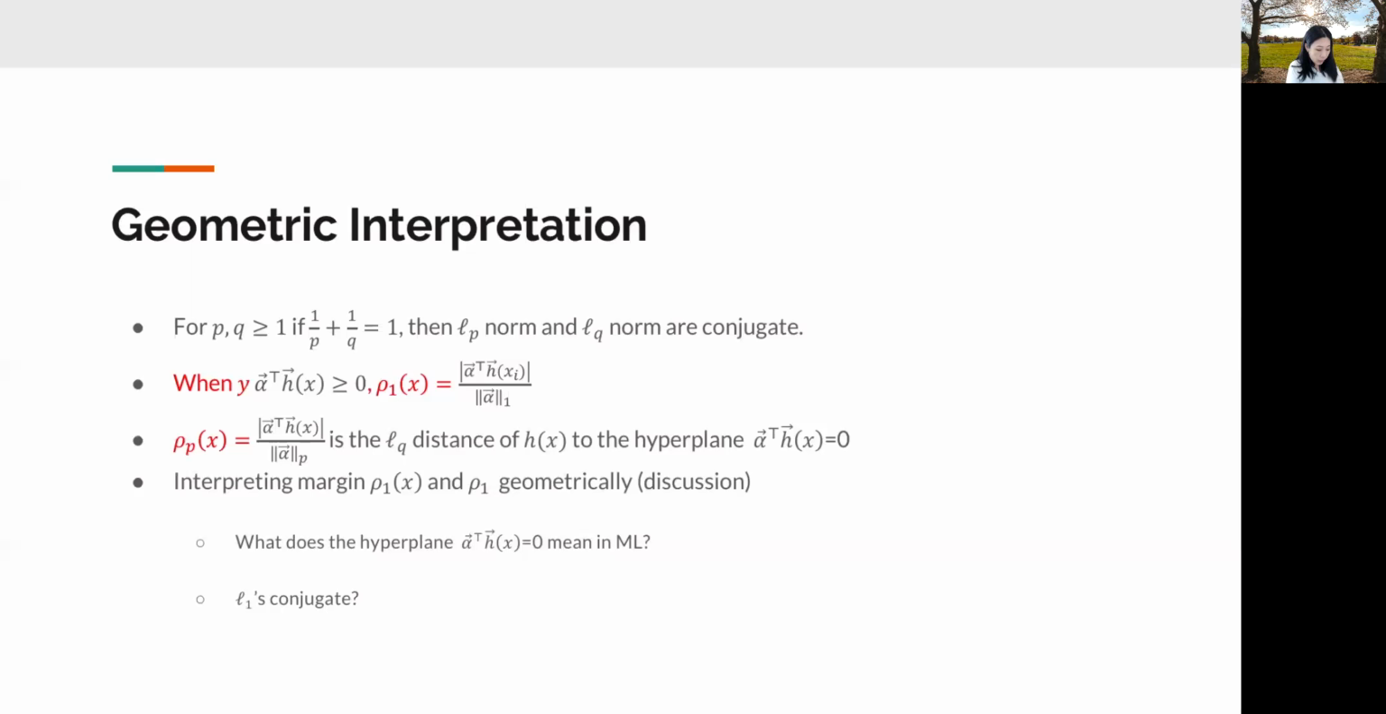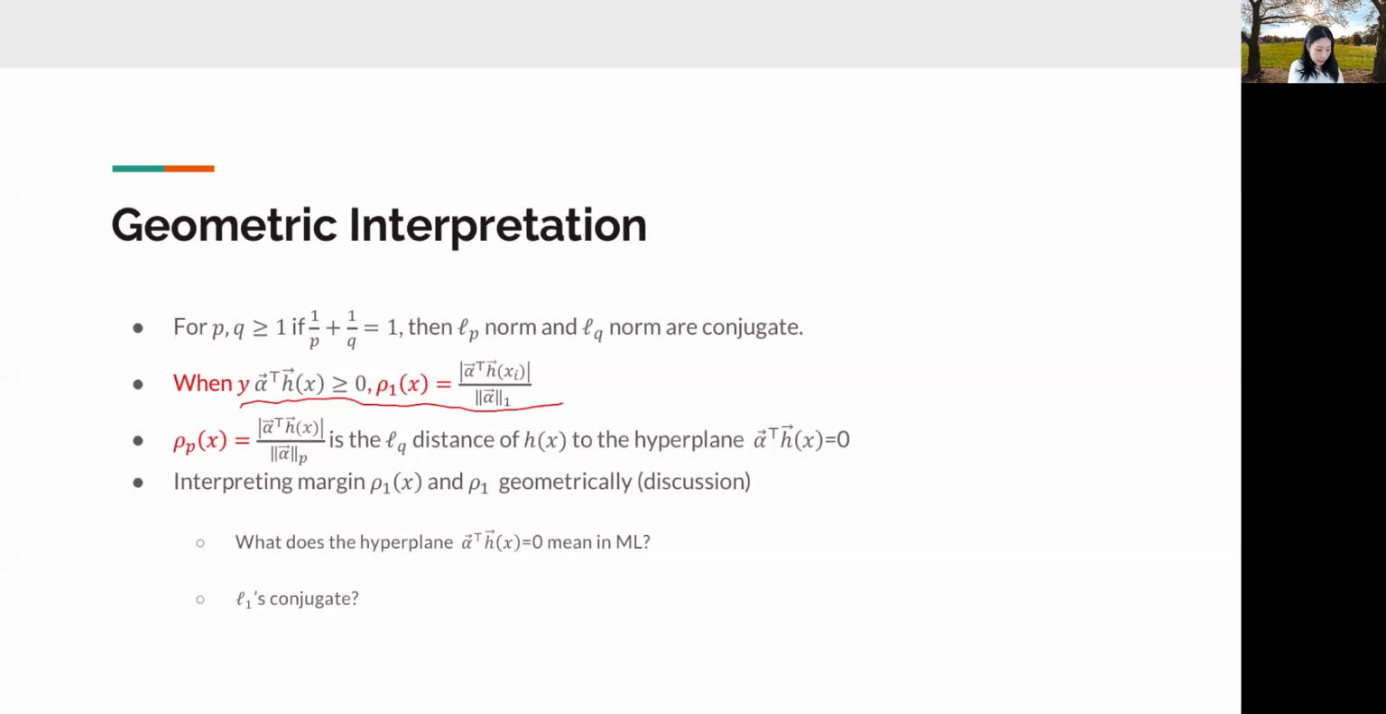First of all, I'm trying to put the third bullet point of the remark from the next slide here. When the multiplication of y and g of x is greater than or equal to 0, rho 1 is just this absolute value of the inner product divided by the L1 norm of the coefficient. Now, you can imagine rho sub p of x is nothing but replacing the L1 norm here with the Lp norm.